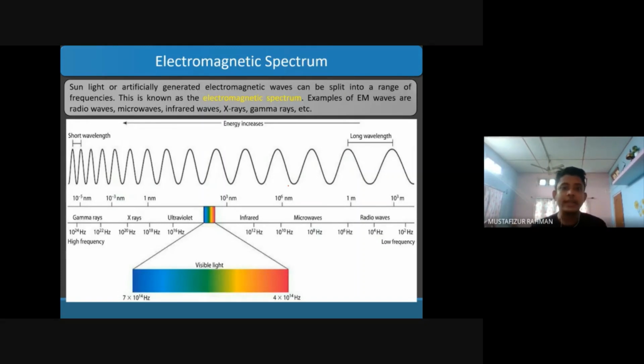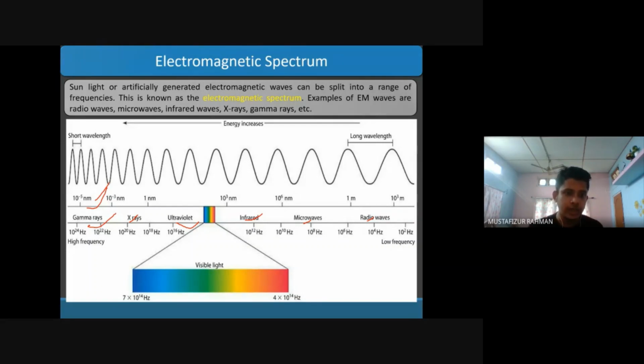Now this is called the electromagnetic spectrum. Here we see different rays: gamma rays, X-rays, ultraviolet, infrared, microwaves, and radio waves. They are classified according to the frequency and the wavelength. In this range, we have shorter wavelength. When the wavelength is shorter, what will happen to the frequency? Wavelength and frequency are inverse to each other, right?